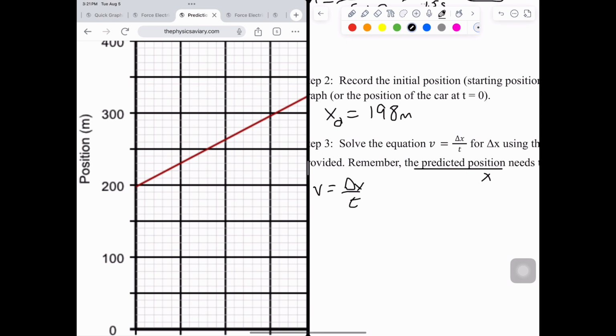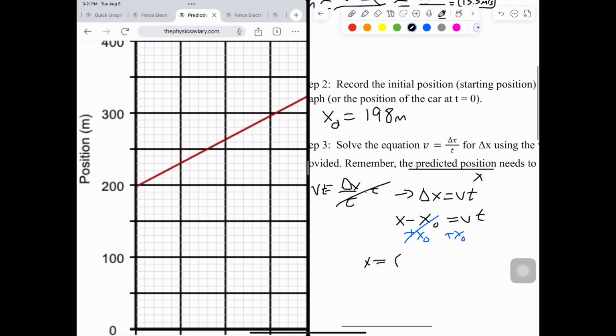Well, okay. First, I'm going to solve for delta x. So to do that, multiply by t. So delta x equals speed times time. But delta x is the change in position. It's x minus x naught equals v times t. So to find the final position, I need to add my x naught to both sides. And so the final position is going to be v times t, which in my case is going to be 13.3 meters per second, times the time.